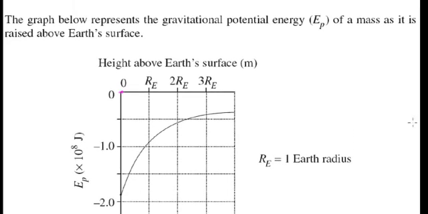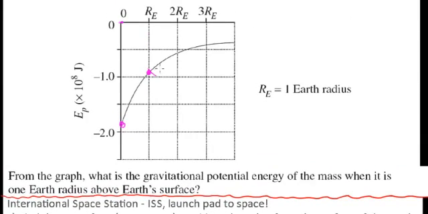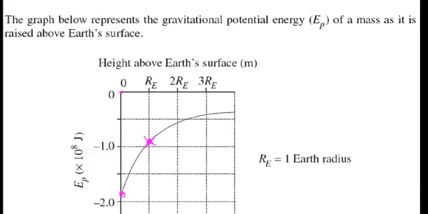This is tricky because it says height above Earth's surface. So at the Earth's surface, it's going to be equal to that. 1 Earth radius above the Earth's surface is going to be equal to that. So your answer should be this value here, which is going to be minus 0.8 times 10 to the 8 joules. Now I know in class I think I got confused because I thought this was starting from the center of the Earth, but it starts from the surface of the Earth.